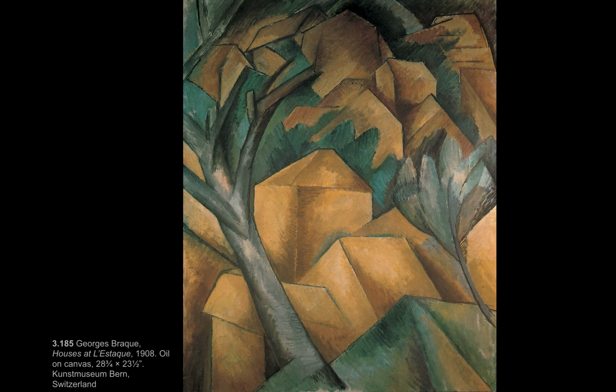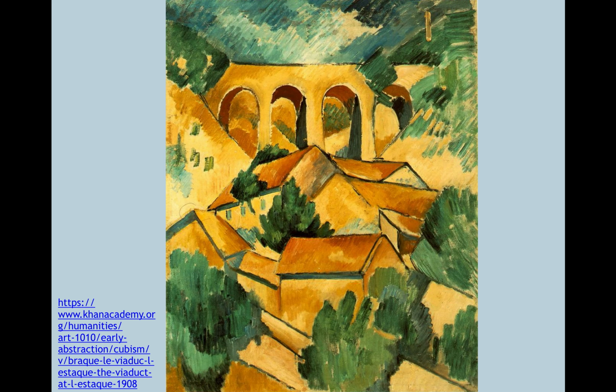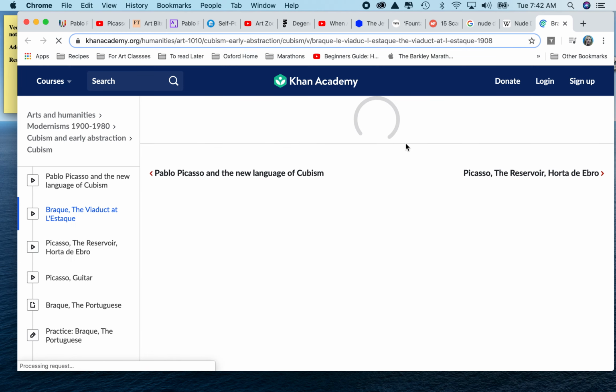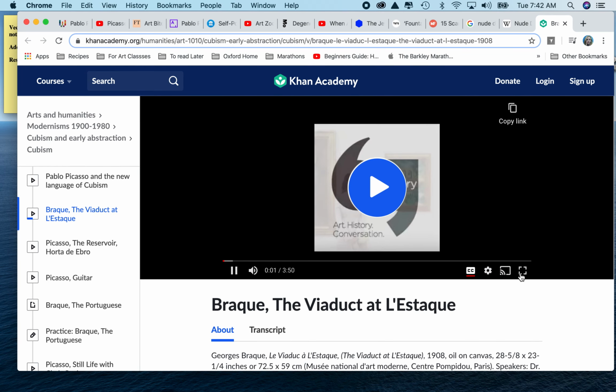So anyway, we have George Braque right here, who creates this piece, a landscape done in a cubist way, where he's figured out how to transform the houses, focusing on the underlying shape, the pattern. Here's another piece that I think is really nice of his. We'll just watch a little bit of this video. Let's see if it will open up. But I quite like this video, just a little bit of it.